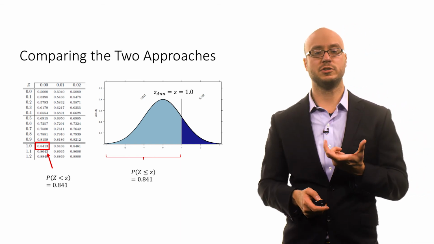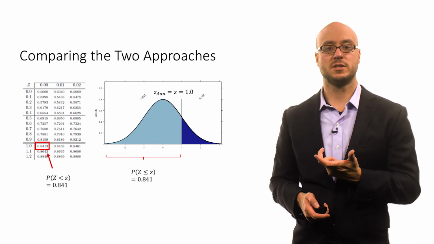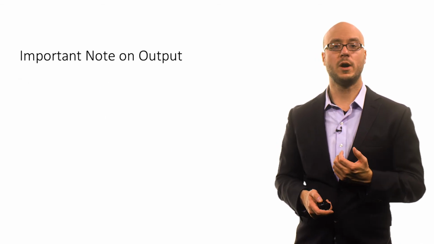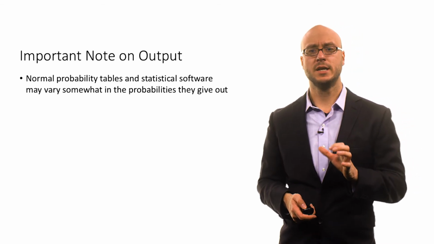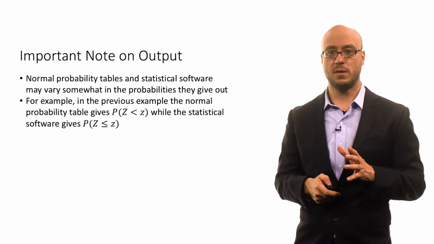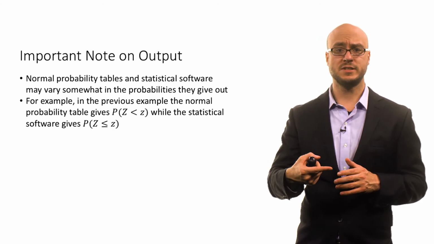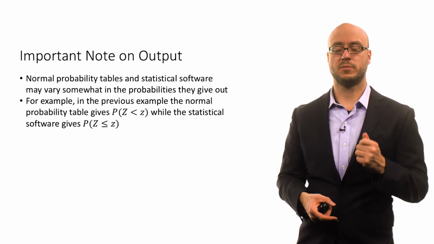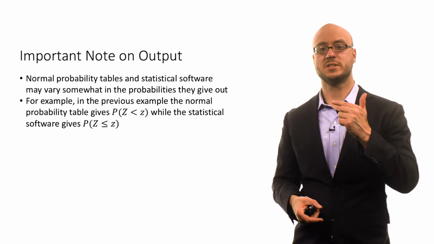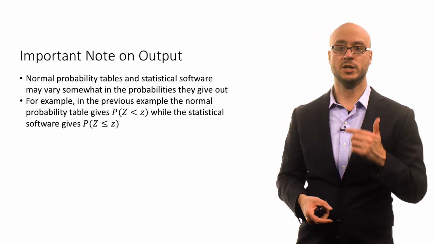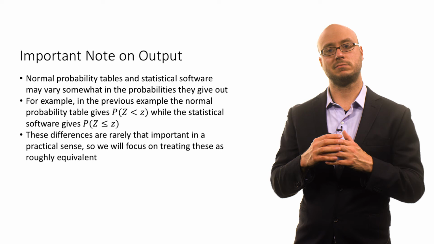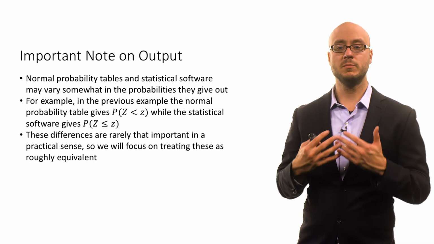So we can compare these two approaches. We can use a table or we can use statistical software. In both cases, we get the same result, more or less, of 0.841. Now, there is an important note on output. With normal probability tables and statistical software, there may be a slight variation in the probabilities that they give out. In this previous example, the normal probability table gives the probability of having a z-score less than Anne's z-score, or any particular z-score, while the statistical software gives the probability of z less than or equal to any given z-score. These differences are really quite minor and tend not to have much practical import.